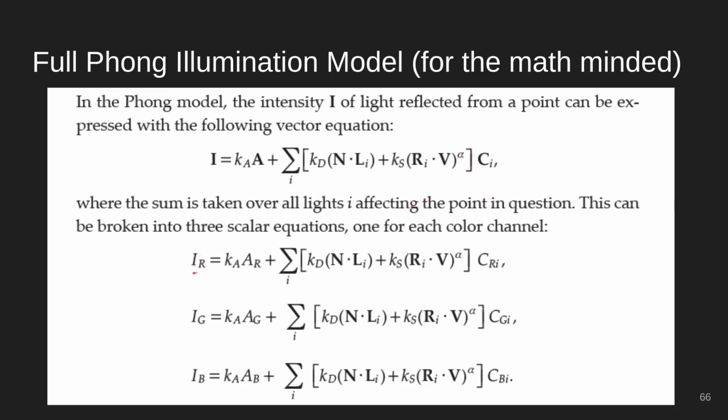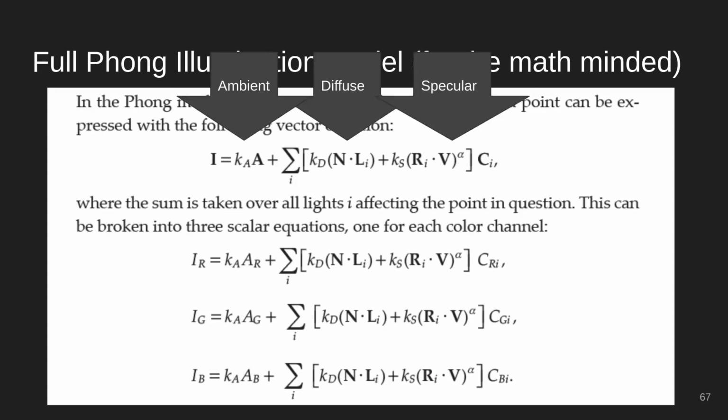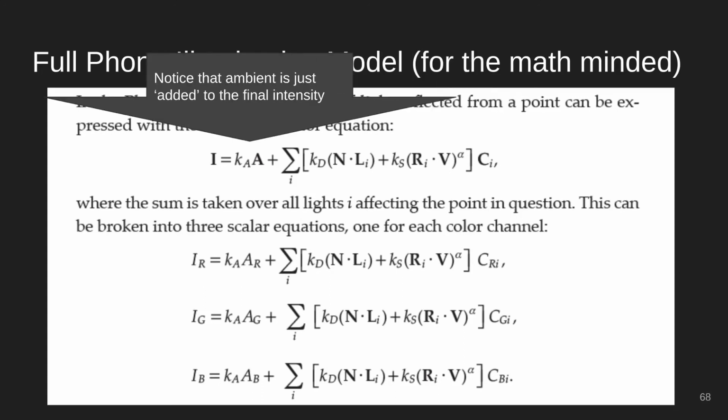Okay, and then this is the same equation, but just broken down, showing you do this for the R, the G, and the B. Okay, so if you want, you can take a little bit more look at that, but that's what's going on for folks who want to dig a little bit deeper here. Okay, so ambient, diffuse, and specular. Ambient, again, is just added.